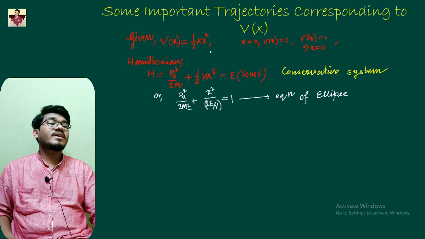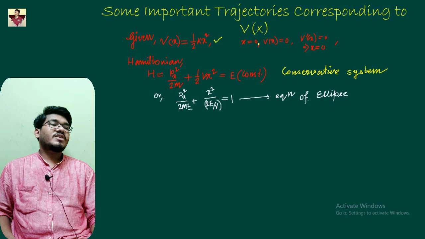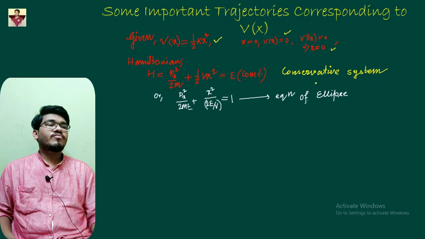Let's say you are given a potential V equal to half of x square. Then you will find the point for V'(x) equal to 0. Here x equals 0 and the first derivative of V(x) equals 0, and it will be a point of minima, and the curve will look like this.